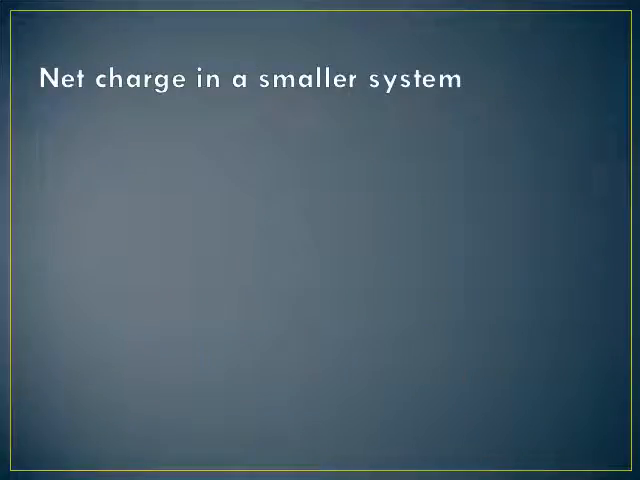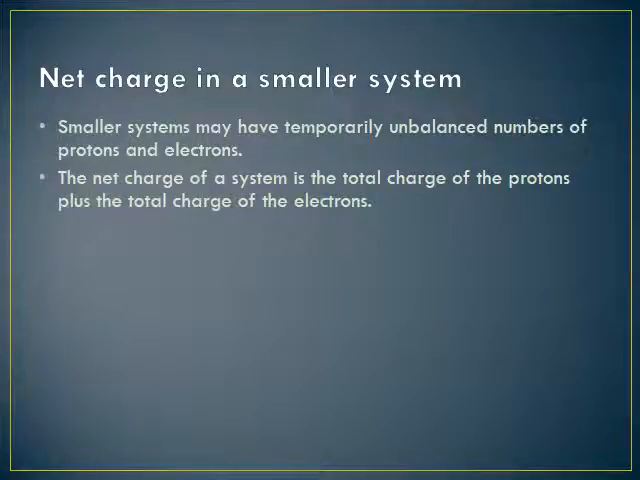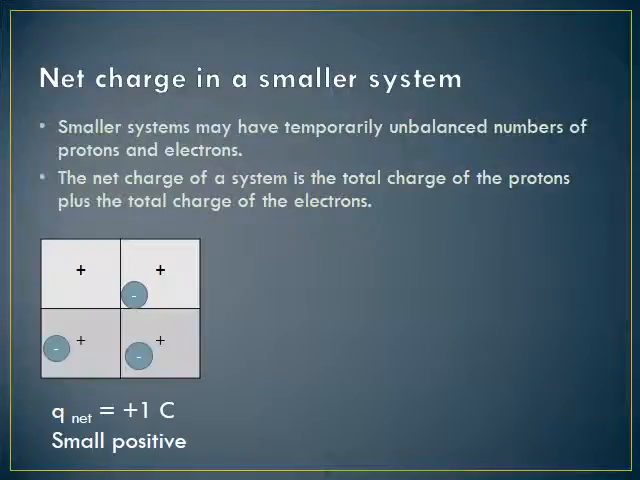So although the net charge in the universe is 0, you can have a non-zero net charge in a smaller system, because we can have moved charged particles in or out of a small system. In other words, smaller systems can have a temporarily unbalanced number of protons and electrons. The net charge of a system is going to be the total charge of the protons plus the total charge of the electrons. We can always calculate that for any system just by adding up all the protons and the electrons.